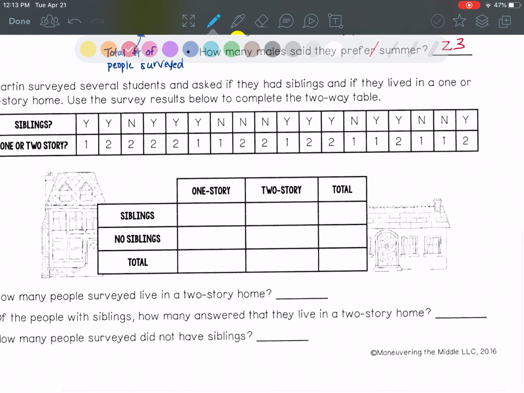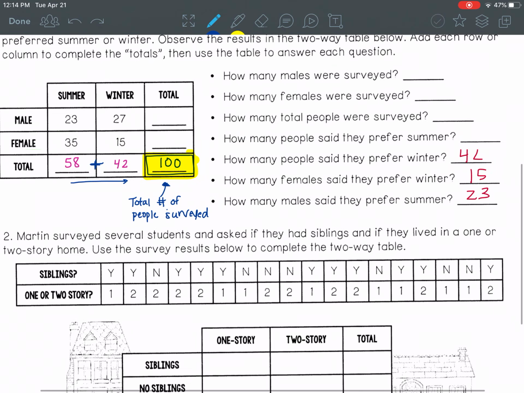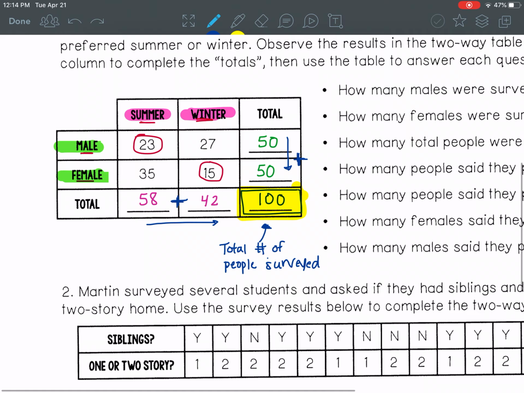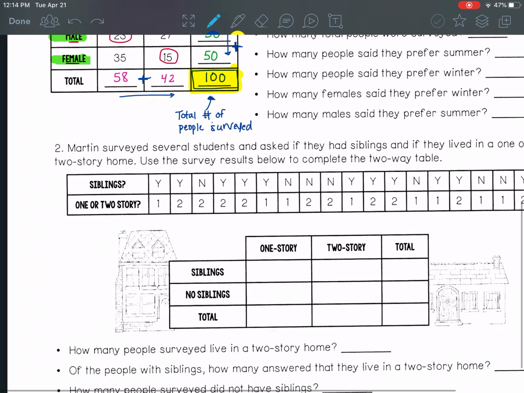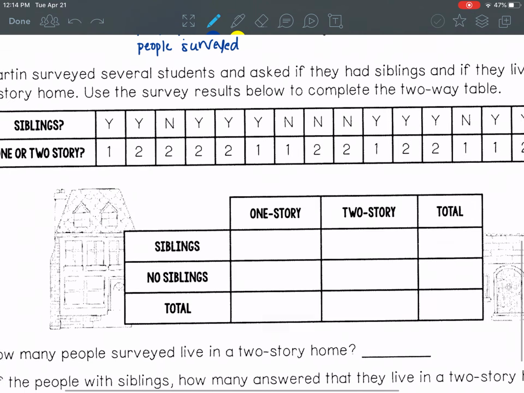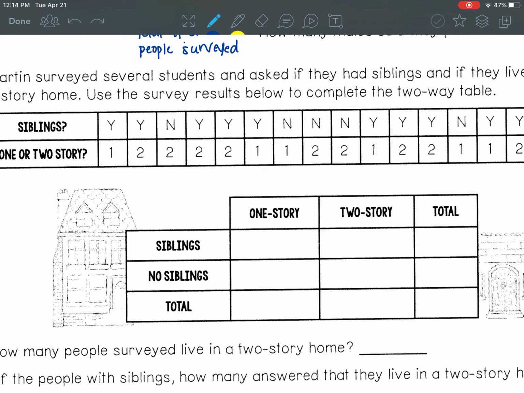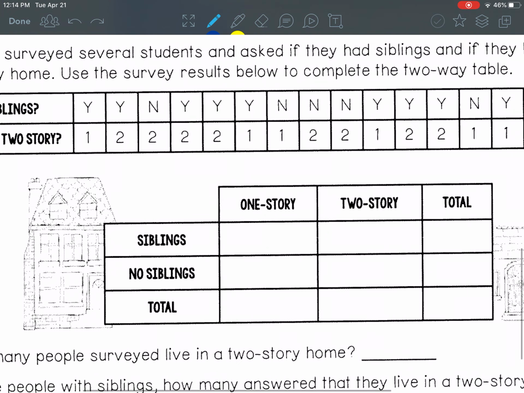I personally use tally marks, and then I erase them, and then I put in the number of tally marks there were, because you don't typically see, notice this two-way table, there's no tally marks in it, okay? So what I do is, let's see, this next question has to do with whether students had siblings or not, and then whether they lived in a 1 or a 2-story house. So siblings, yes. So here is yes siblings, here's no siblings, okay?